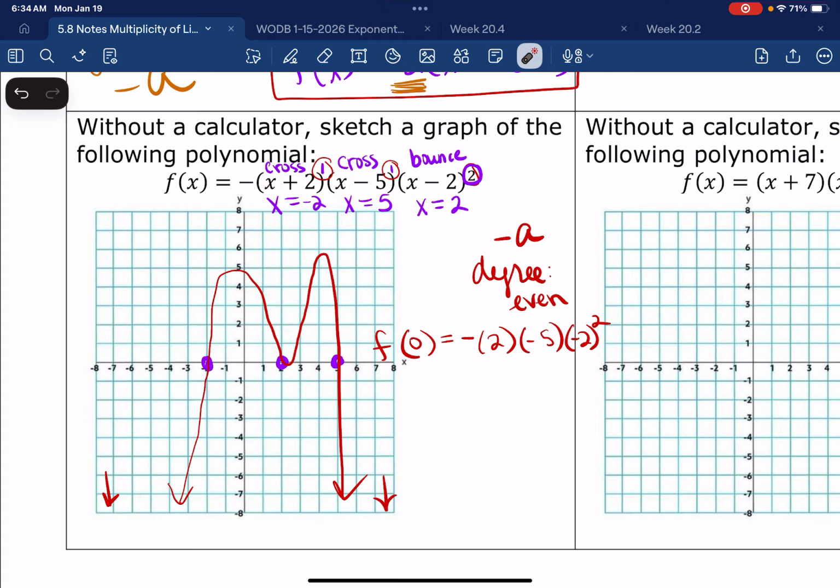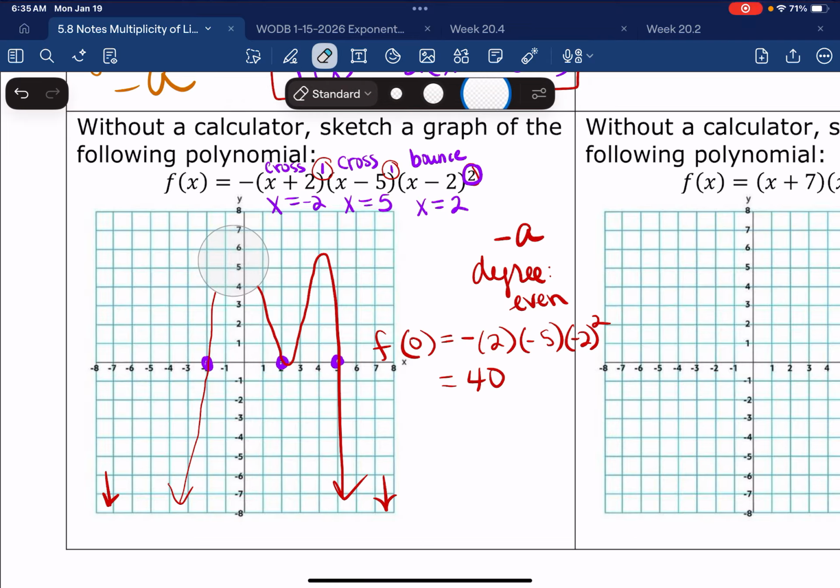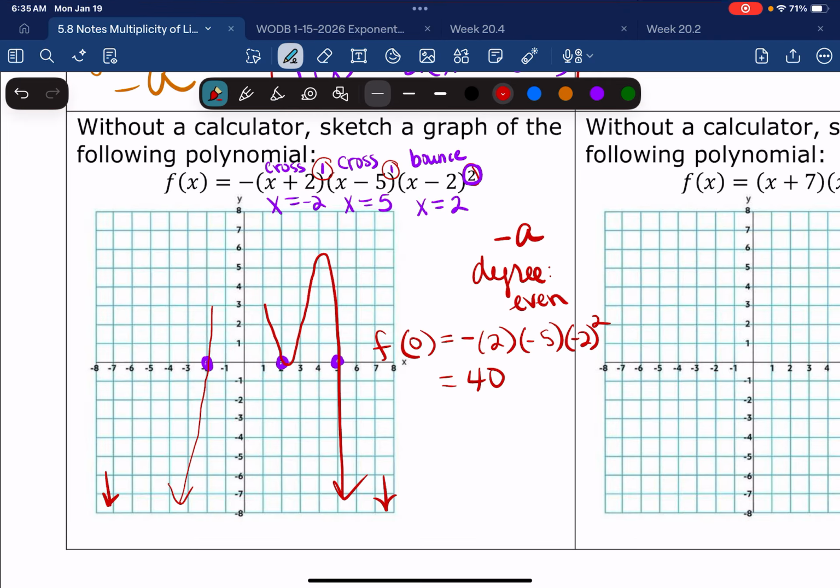So let's multiply those together. Negative 2 times negative 5 gives me positive 10. Negative 2 squared is a positive 4. 10 times 4 is 40. So actually, the graph of this height is very high right there at x equals 0, okay? The graph of this height is very tall. So tall, in fact, that it's not even going to be on my coordinate plane. So if you wanted to right here, we could erase this and just kind of sketch a graph that goes off way up here, right?